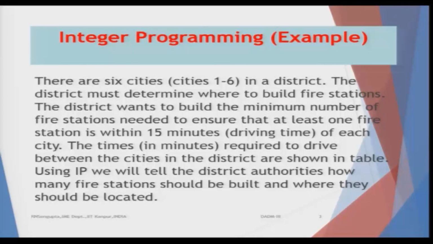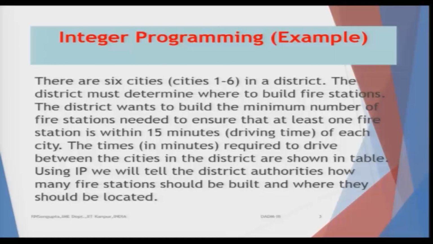The district authorities, or the district magistrate, or the superintendent of police or SSP, know they want to build the minimum number of fire stations. Obviously, the question is why minimum? Because if the minimum number of fire stations is able to cater to all the needs, it would reduce your total cost. Building a fire station, having people employed there, and different types of fire engines there obviously entails cost, but the district authority wants to minimize that cost.